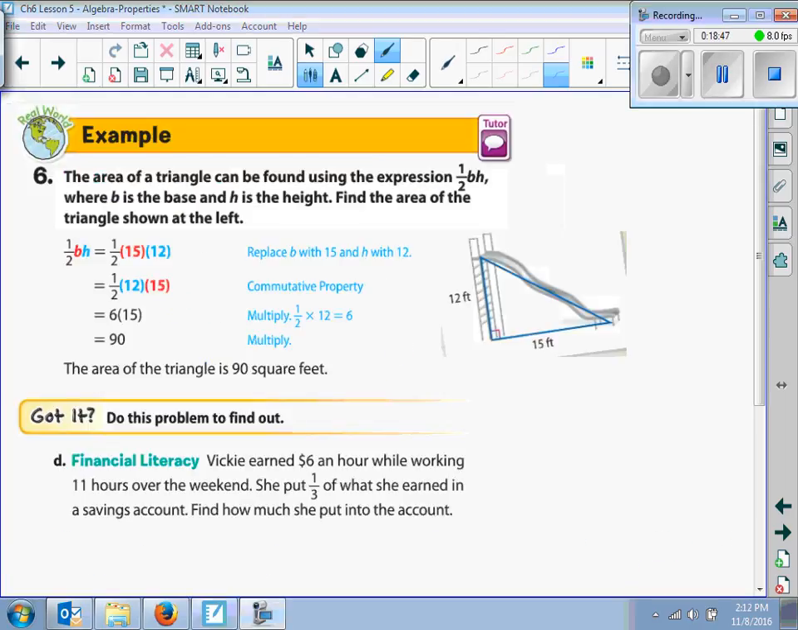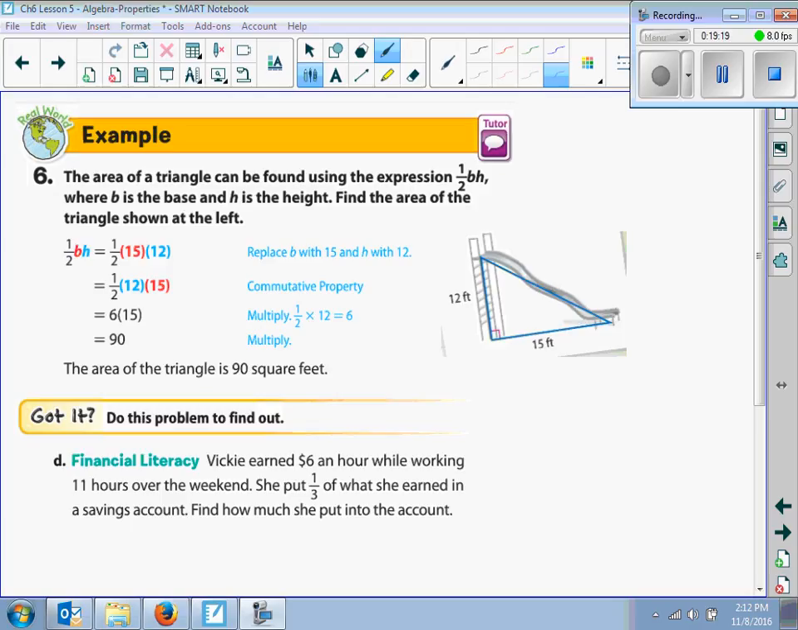All right. The area of a triangle can be found using the expression 1/2 times b times h, where b is equal to the base and h is equal to the height. We want to find the area of the triangle shown. So here, what am I going to put in for the base? 15. Very good. And what am I going to put in for the height? 12. So we have 1/2 times 15 times 12.